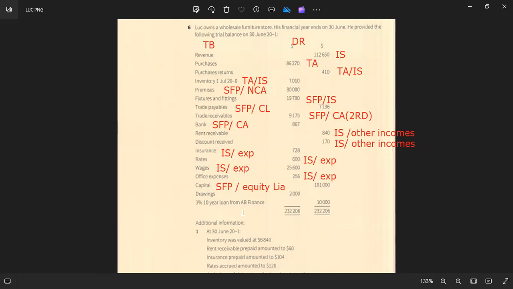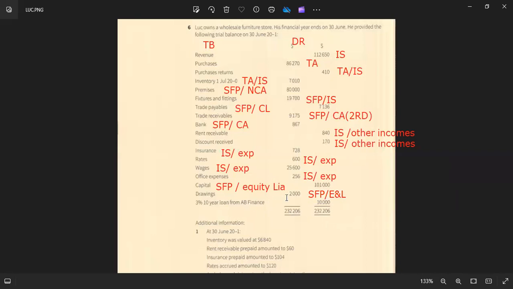So this is our capital. Then drawings, I think you know, this is where we subtract. We subtract to say less drawings. So it's under what? SFP. This is an SFP item. Again, we record it under equity and liability. Let me just write equity and liability like this one. So we record it, it's an SFP item under that.